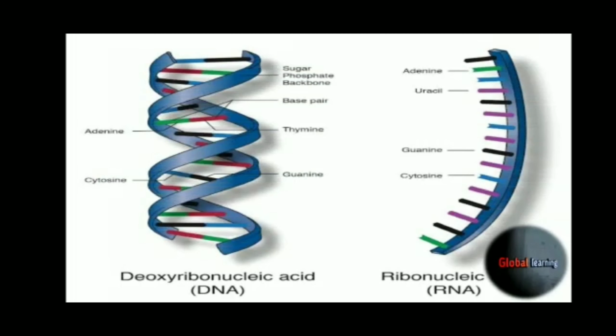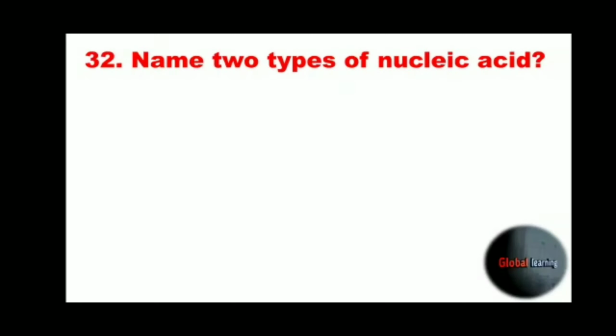So let us start with today's topic, nucleic acid. Nucleic acids are of two types, one is RNA and the other is DNA. You can see the structure. So let us move further. Let us start with the 32nd question: name two types of nucleic acid.